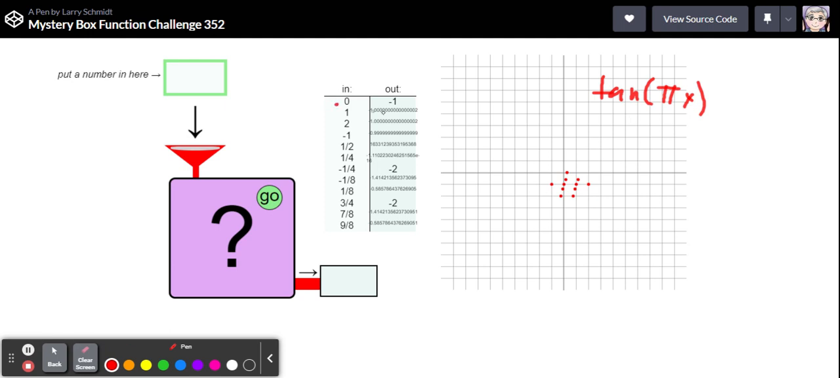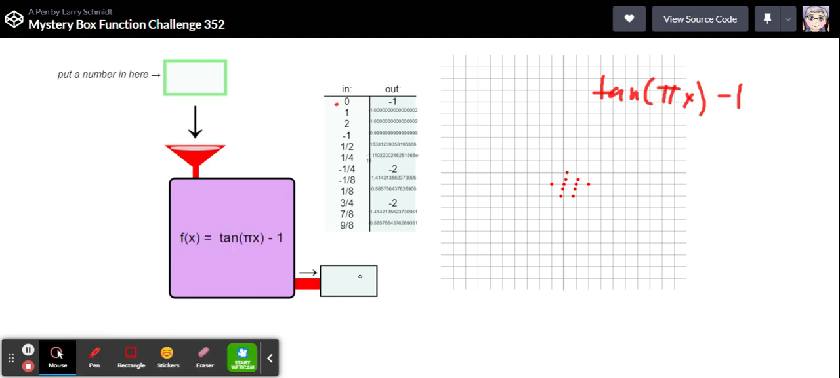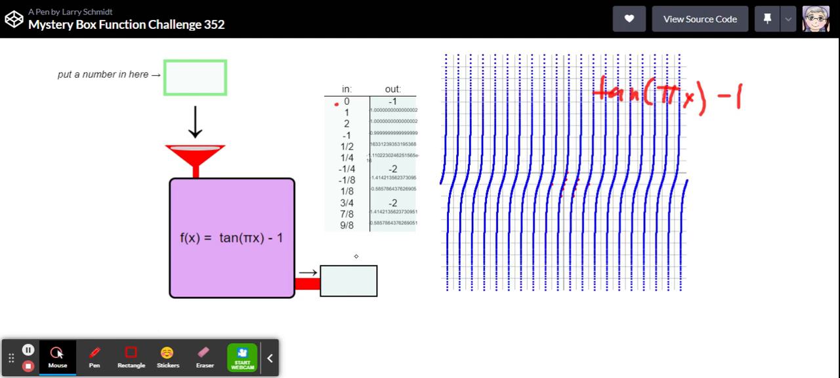And then because at 0 we get a -1, that tells me we've moved the whole thing down by 1. So I think that's what we've got. I'm going to go ahead and look. Yeah, the tangent of pi x - 1. Let's graph that. Whew, look at all those tangent arms.